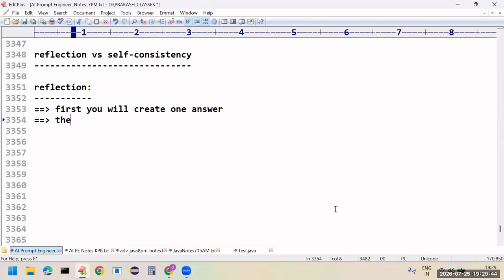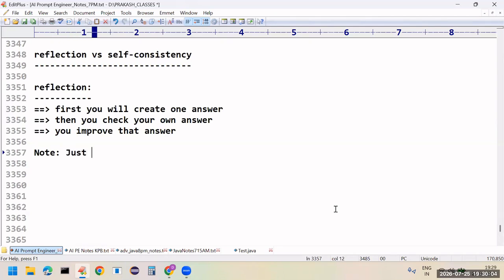Then what you are going to do? Then you check your own answer, whether it is right or wrong, any mistakes or any improvement, like that. Means you are going to improve that answer. Am I right? Find the mistakes and improve the answer. So just review your answer and provide an improved version. This is the technique which we are going to follow in reflection. Correct?